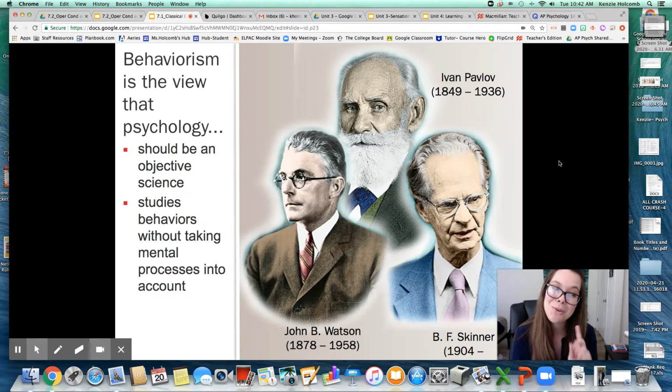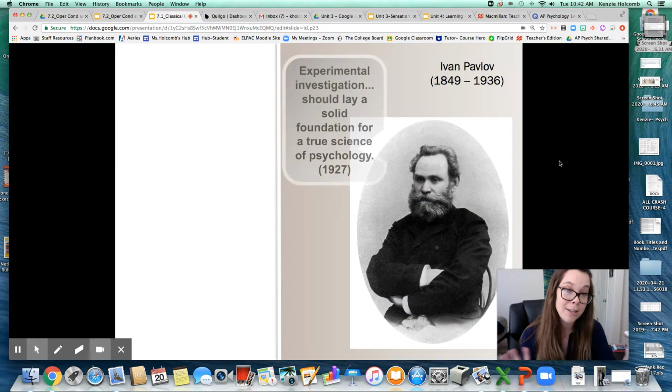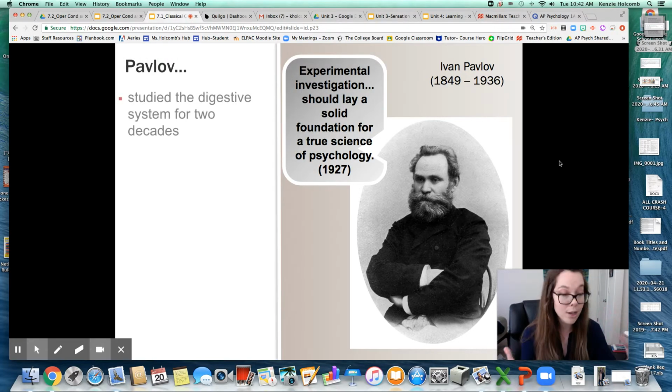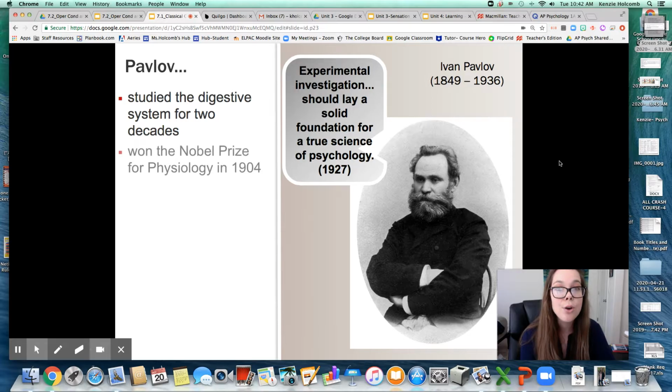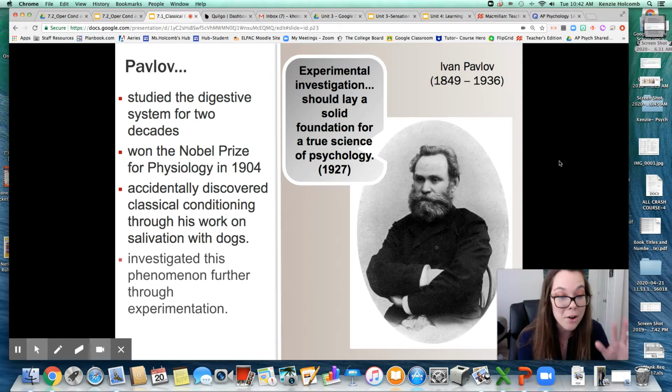And Watson, you will hang to, he will be next week, and he did some experiments that are a little controversial, okay? But these are our three main behavioralists. And so we do need to go into a little bit about Ivan. So Pavlov is one of the more famous psychologists, and he is known for his experiments with saliva when it comes to dogs. I know you're like, whoa, what?